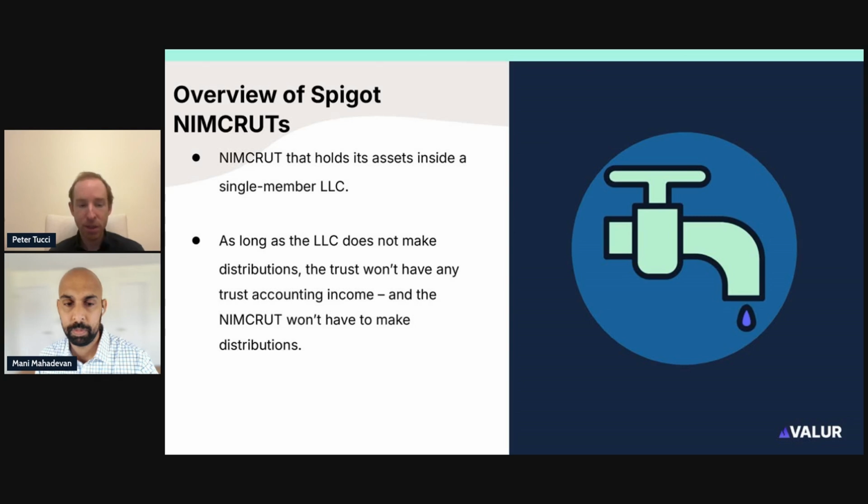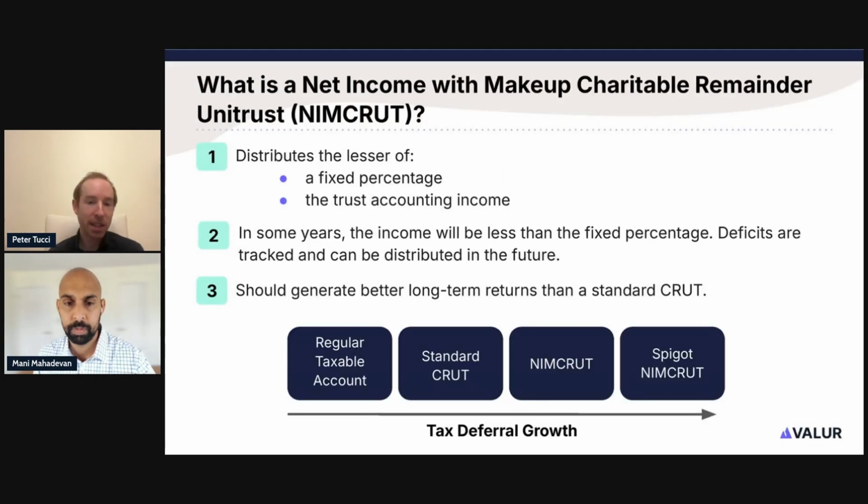But for trust accounting purposes, and remember, if you go back to the previous slide, a NIMCRUT distributes the lesser of a fixed percentage or the trust accounting income. This confuses people. It's probably the most confusing part of this whole discussion. But trust accounting income is not the same thing as taxable income. You could have $1 million of taxable income, but $0 of trust accounting income. Trust accounting income is an accounting concept, determined by some combination of the trust agreement or state law. So it's not the same thing as taxable income.